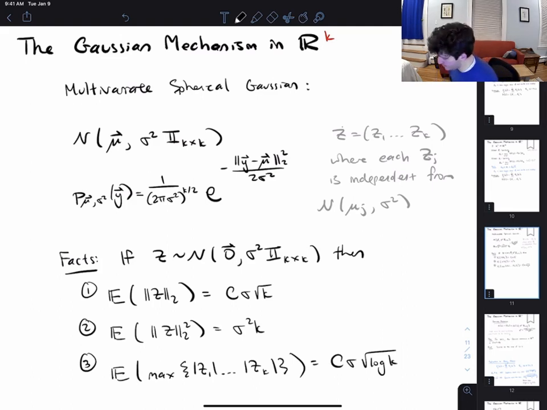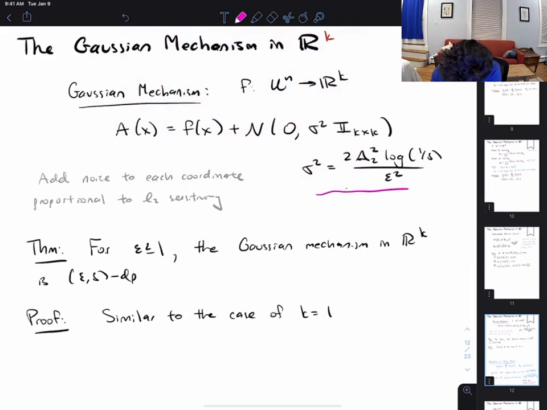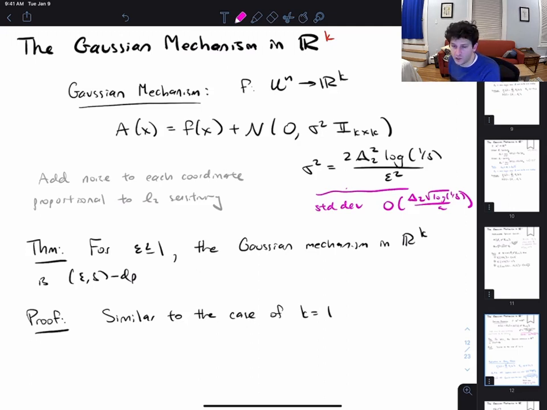And perhaps unsurprisingly, the theorem we're going to prove about this mechanism is that if we take some statistic f from U^n to R^k, to k-dimensional reals, and we add noise to each coordinate with variance sigma squared, where the variance is proportional to the L2 sensitivity, so the standard deviation in every coordinate is order L2 times root log 1 over delta, over epsilon, then this achieves epsilon-delta differential privacy.